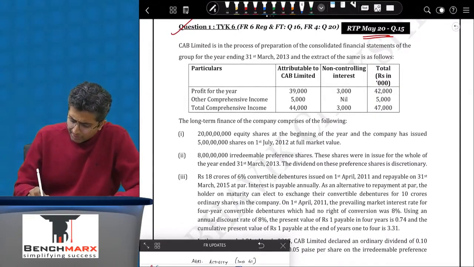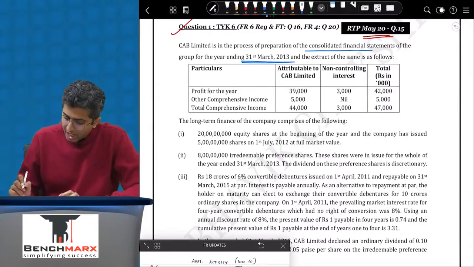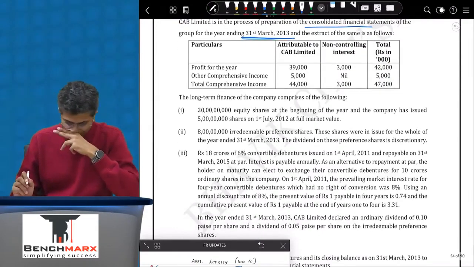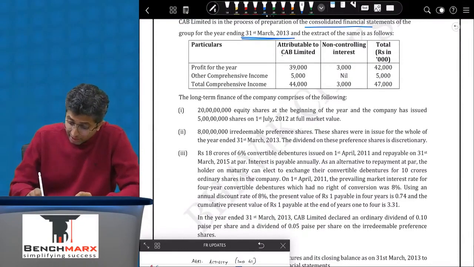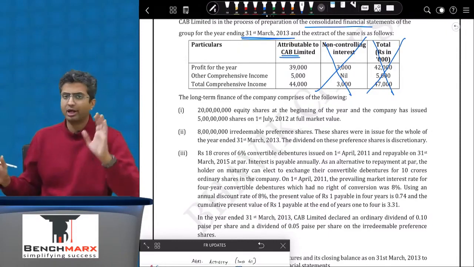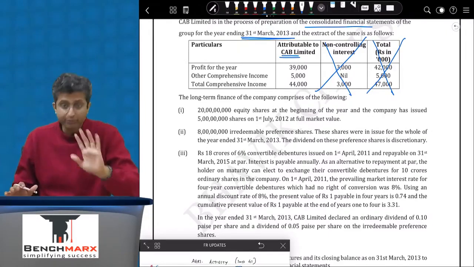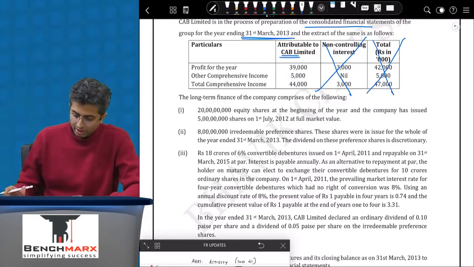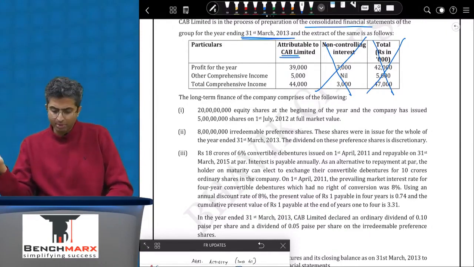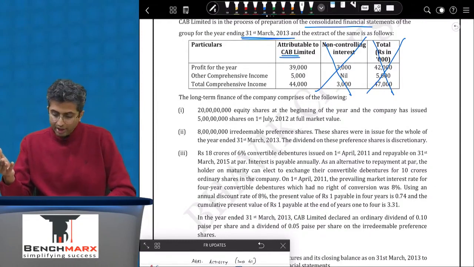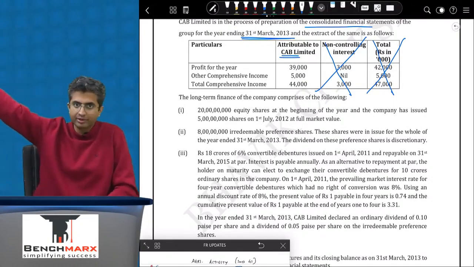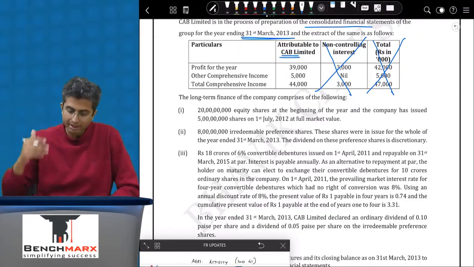CAB Limited is in the process of preparing consolidated financial statements for the year ended 31st March 13, and the extract for the same is given below. Okay. Profit for the year, which is attributable to the parent, that is CAB. Non-controlling interest, this is to be ignored. This entire working is to be ignored. You don't have to take the total earnings including NCI for EPS calculation. You don't take the shares held by NCI in the denominator. NCI is holding shares in the subsidiary. We don't take the subsidiary shares in the denominator, we only take the parent shares.